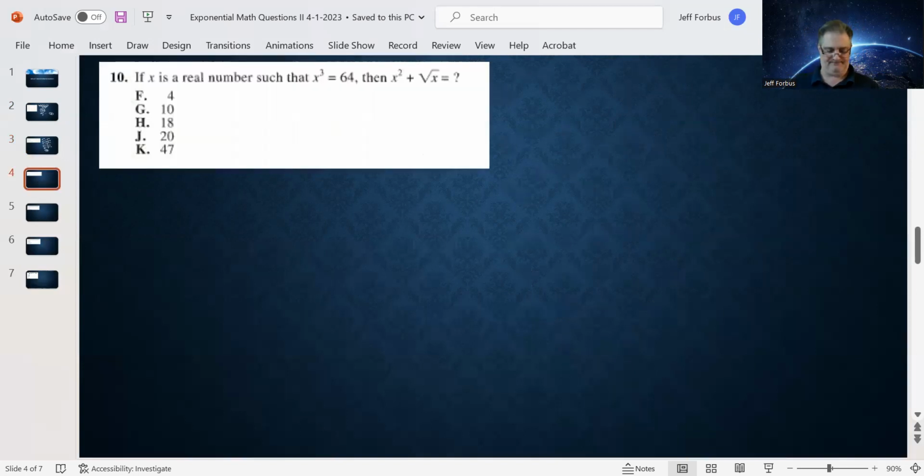C. Let's see. What's next? If x is a real number such that x cubed is equal to 64, then x squared plus the square root of x must be equal to what? Well, they're giving us a hint what x is by using x cubed being equal to 64. So what number can we put in for the base that's going to give us a 64 when we cube it? Well, 4. So 4 cubed is equal to 64.